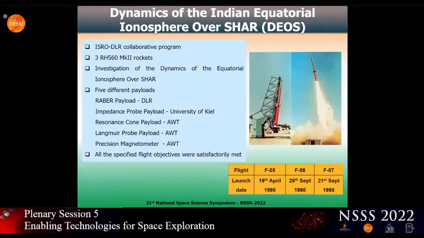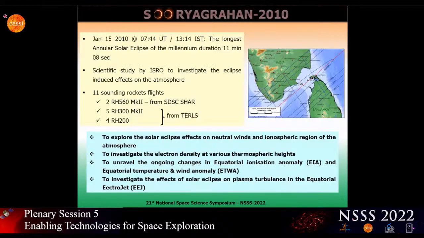This is the DIOS, a small version of a clip of the DIOS. It is in collaboration with the German Space Agency. We had 3 560 launches from Sriharikota, including the DLR and university payloads that achieved all the objectives of the requirement of the scientists. The Surya Grahan campaign on January 15, we had an annular solar eclipse, and we had 11 rocket flights over 2 days.